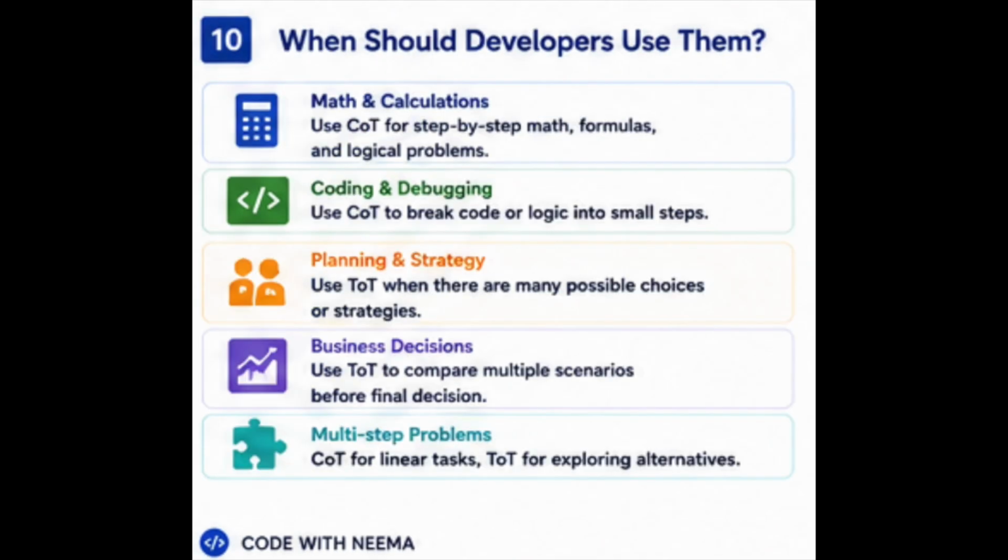When should developers use them? As developers, we should choose the approach based on the task. For straightforward reasoning, chain of thought is often enough. For planning, scheduling, optimization, game strategies, or problems with many possible solutions, exploring multiple alternatives can be valuable. The important point is to design prompts that guide the model toward the kind of reasoning that best fits the problem.